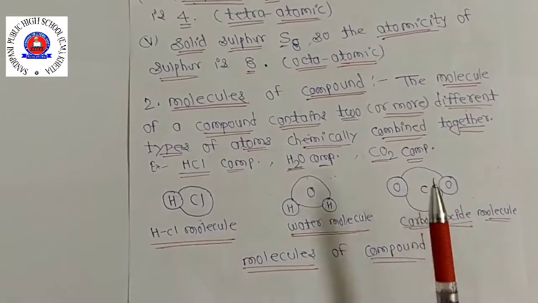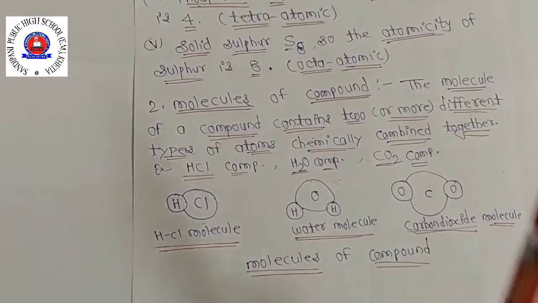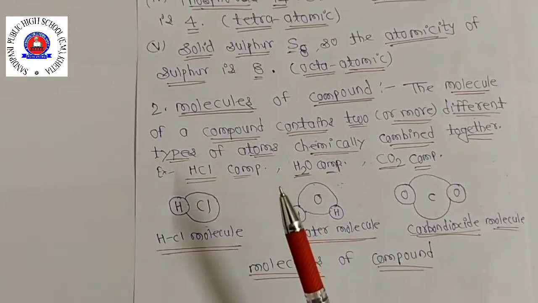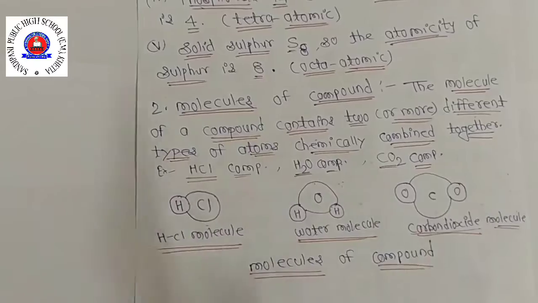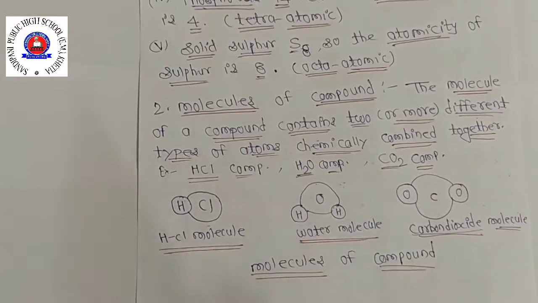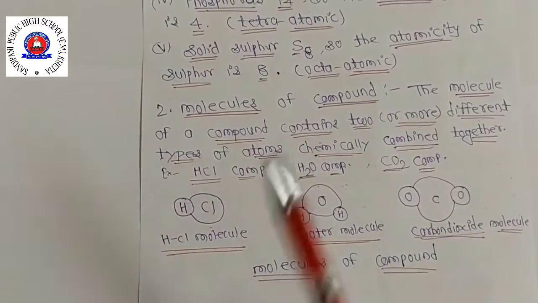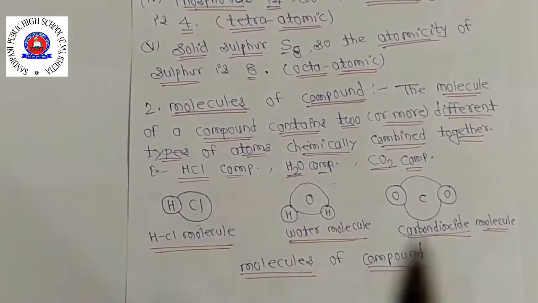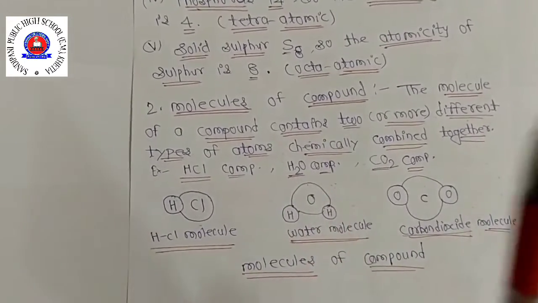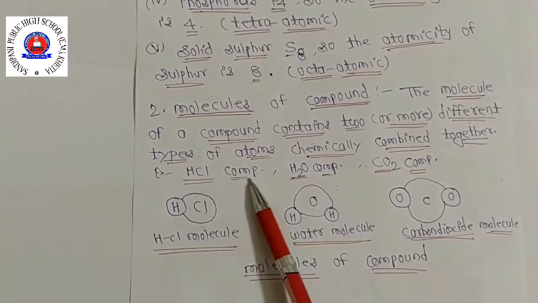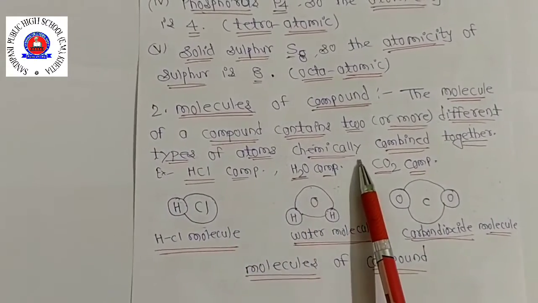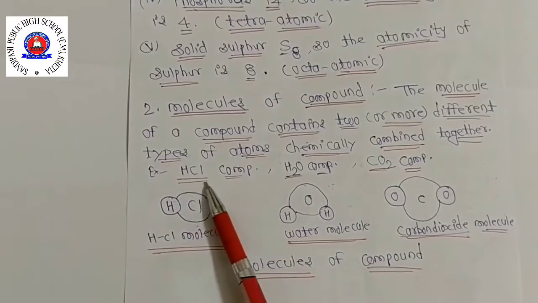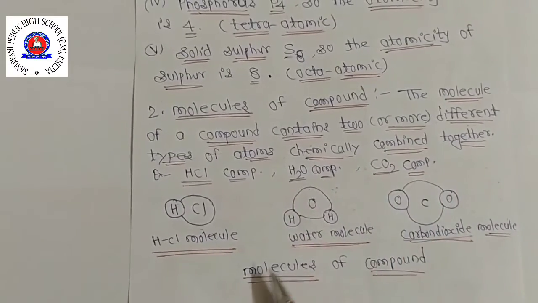Clear this one? A compound which consists of molecules is called a molecular compound. So hydrogen chloride, water, carbon dioxide, sulfur dioxide, methane and ammonia are all molecular compounds which consist of molecules and not ions. तो इसमें सब molecules रहते हैं, इसमें ions नहीं होते, इसलिए इनको आप molecular compound कहते हैं. Clear this one? Thank you.